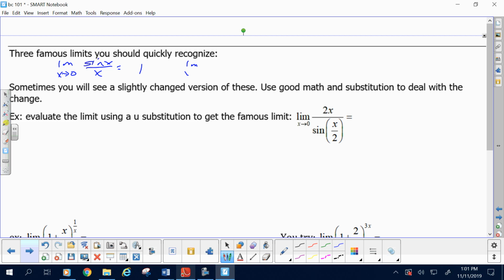This one's less familiar to you, but you have definitely done it at least 5 times. That one, what does that approach? Well, I guess you better mentally L'Hopital it.